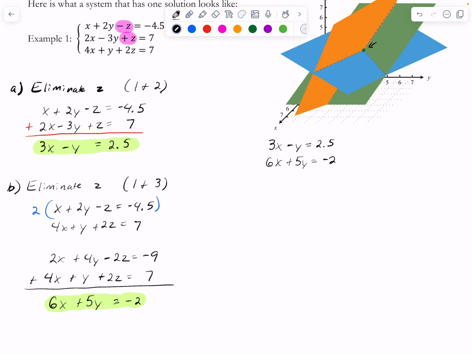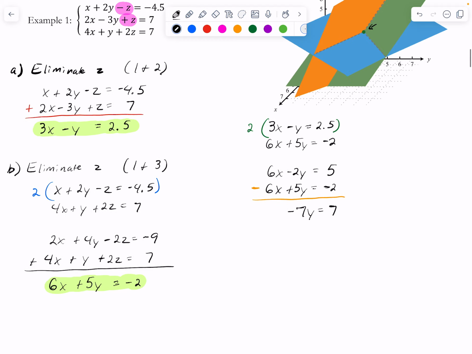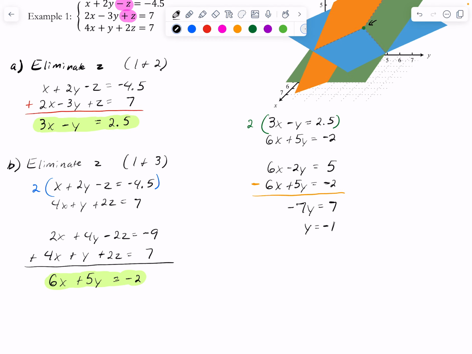All right, so I'm going to go ahead and eliminate the x by multiplying this one by 2. All right, so that's going to give me 6x minus 2y equals 5. And then copy down that second equation. Now this time I'm going to use subtraction to eliminate because they're the same sign. So that's going to be negative 2 minus 5y, which is negative 7y. And 5 minus a negative 2 is really 5 plus 2, which is 7. That's going to be y equals negative 1.